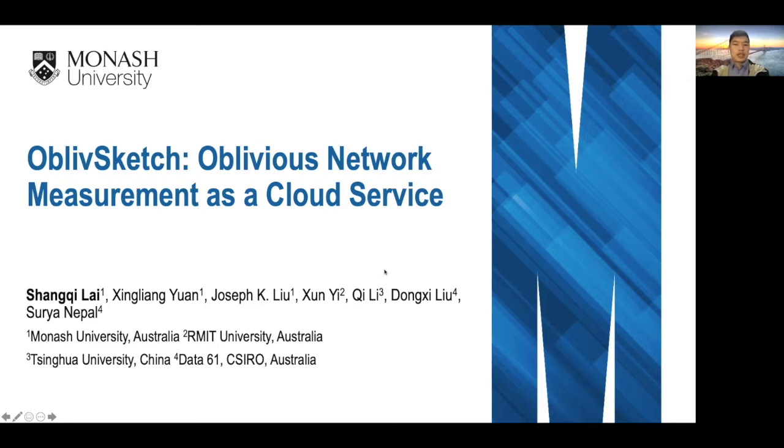I'm pleased to present our work, OblivSketch, Network Measurement as a Cloud Service at NDSS. This paper is a collaboration between my colleagues Xin Liang and Joseph from MONASH University, Xin from RMIT University, Xi from Tsinghua University, and Dongxi Surya from Data61.